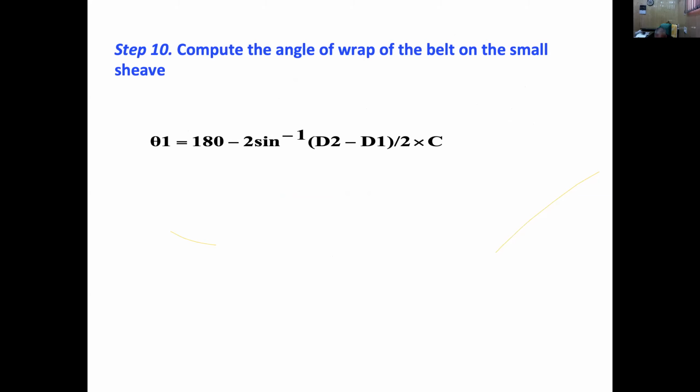Now you have obtained the center distance, which are two very important parameters for getting the wrap angle θ1. So now you can compute the angle of wrap of the belt on the small sheave. So that is equal to 180 degrees.